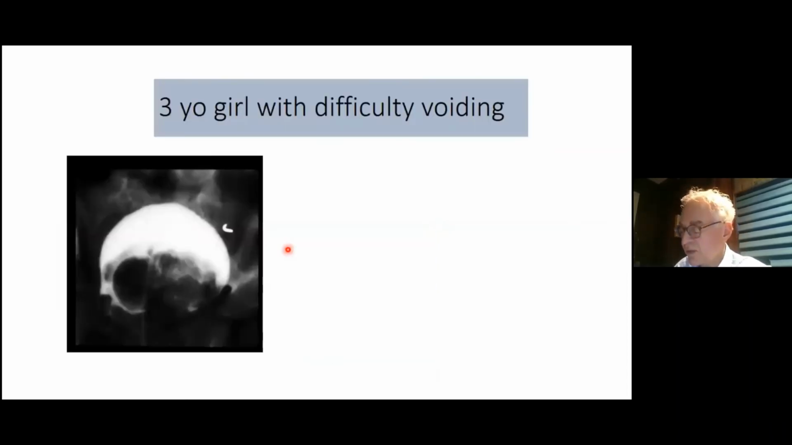Okay, this girl, this is actually an interesting case. When I was in San Francisco, this girl from San Francisco had gone to Minnesota on vacation, went into urinary retention, and the hospital in Minnesota put a catheter in and did this cystogram. What do you think this one is?